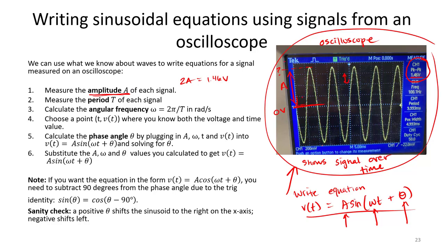So in this case, we know there are 200 millivolts per division. That means each box here is 200 millivolts. So that means we can estimate our height A, and we see that that's approximately equal to maybe 700, 750 millivolts, which is about half of what we had measured using peak to peak.